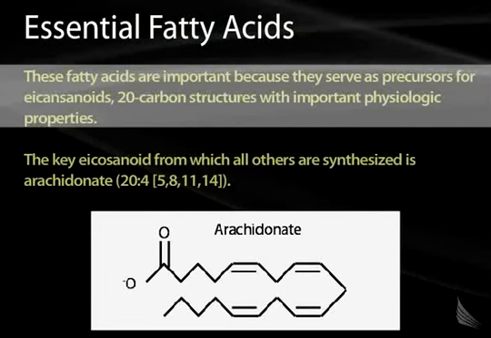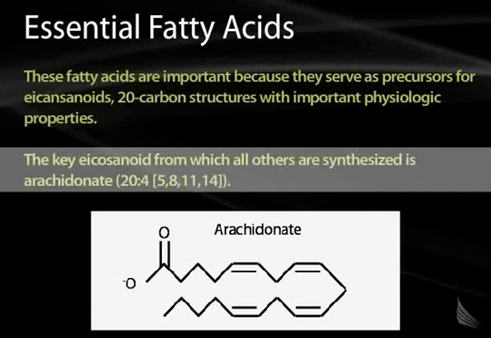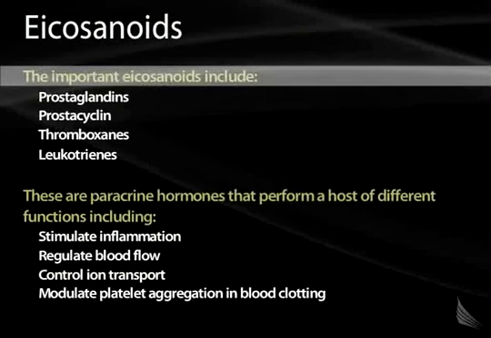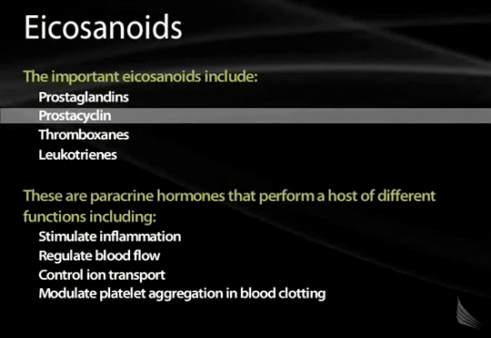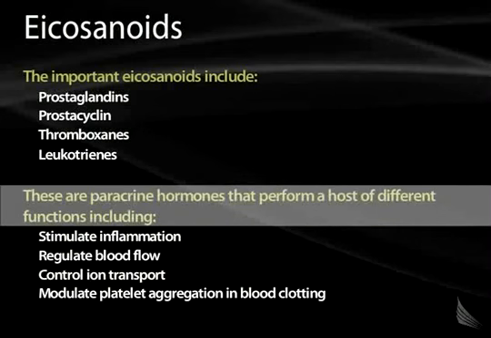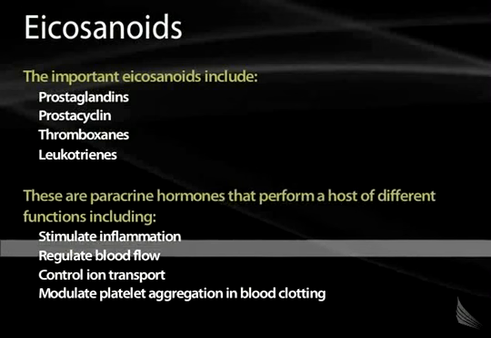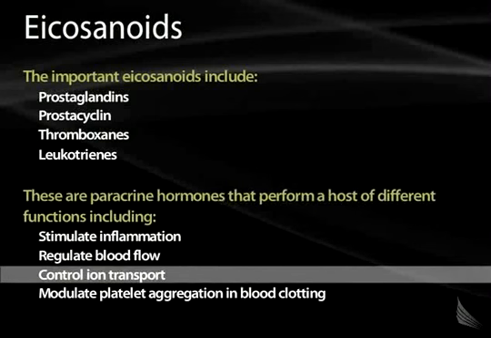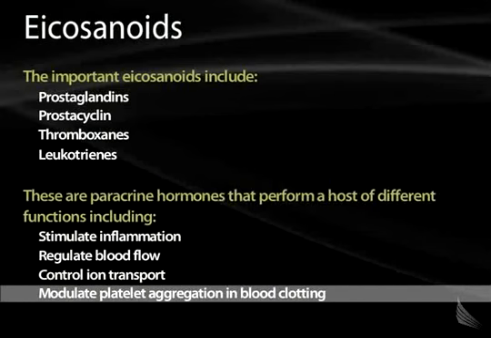Now, these fatty acids are important because they serve as precursors for eicosanoids. Eicosanoids are a category of 20-carbon fatty acids that have really important physiologic properties. The prototype of this is arachidonic acid, which is shown below, a 20-carbon fatty acid with 4 double bonds. The important eicosanoids include prostaglandins, prostacyclin, thromboxane, and leukotrienes. These are paracrine hormones that produce a lot of different functions, including regulation of inflammation, regulation of blood flow, the control of ion transport, and the modulation of platelet aggregation and the clotting of blood.